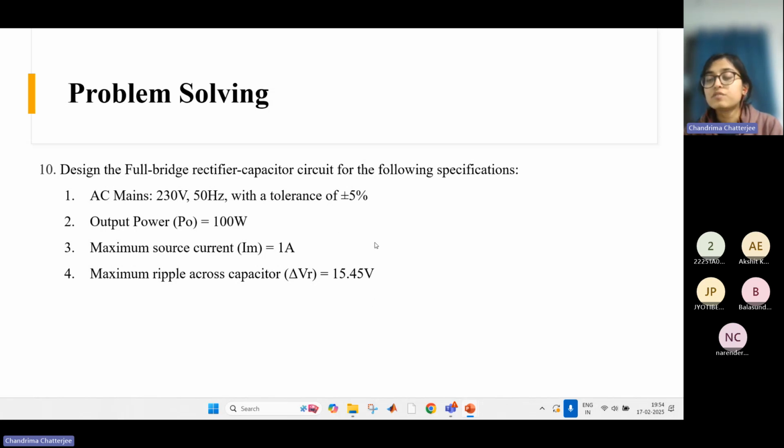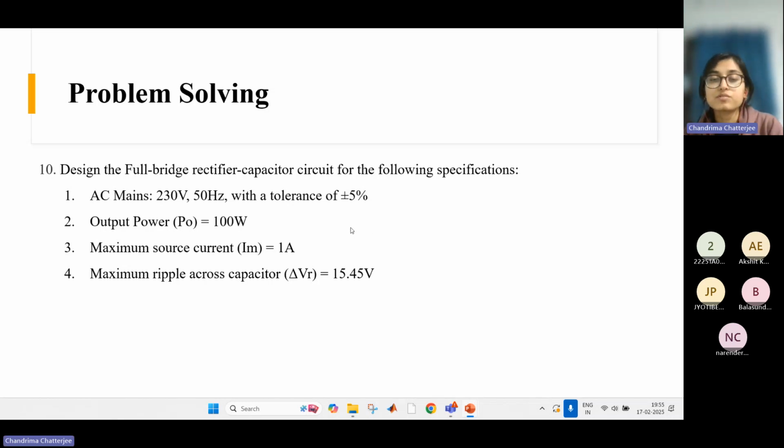Design means you will have to select the components. What would be its voltage rating? What should be the current rating? All these things. While you design a practical circuit, you need to know what should be its limiting values, the limiting voltage, limiting current, and based on those design parameters, you will have to select the devices, right? So let's see how to design.